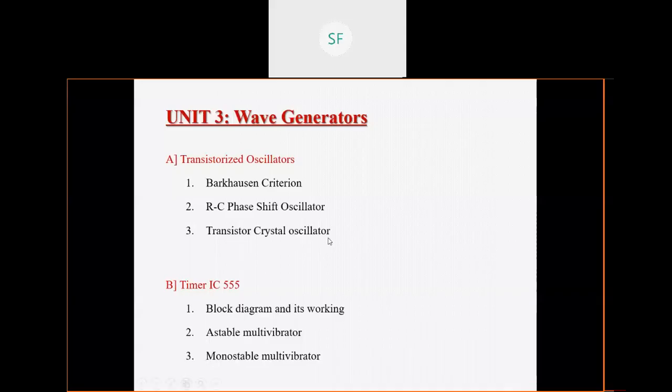Then there is the RC phase shift oscillator. One basic circuit we will study is the RC phase shift oscillator, and a transistor crystal oscillator. So these three topics come under the transistorized oscillators. All right.